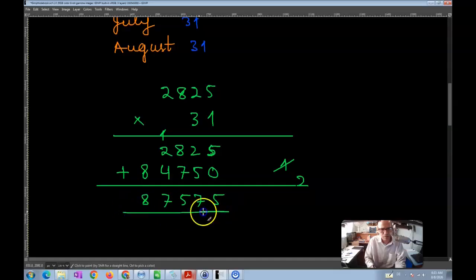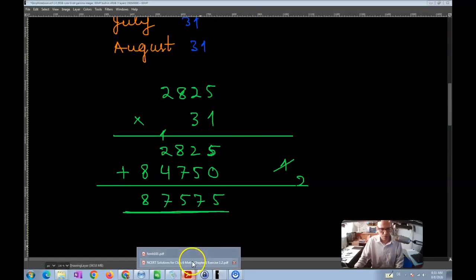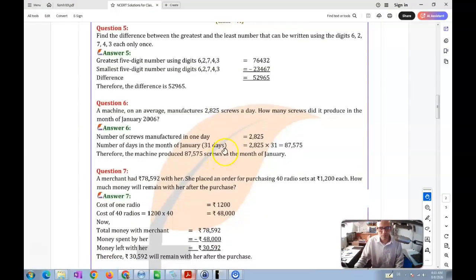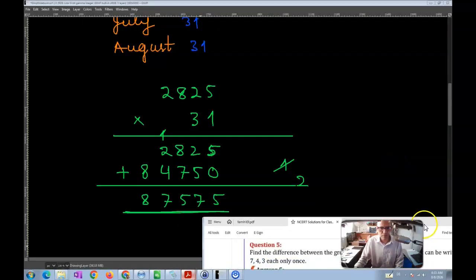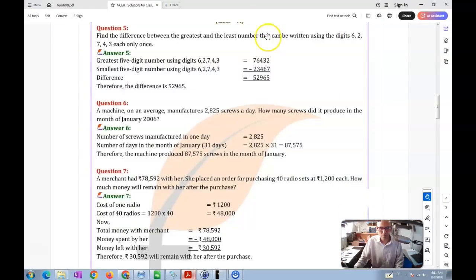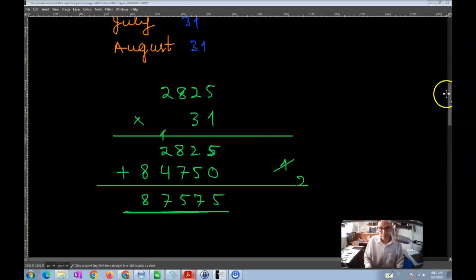So then in the month of January, the machine has created 87,575, which is the number over here. Okay, so that's that.